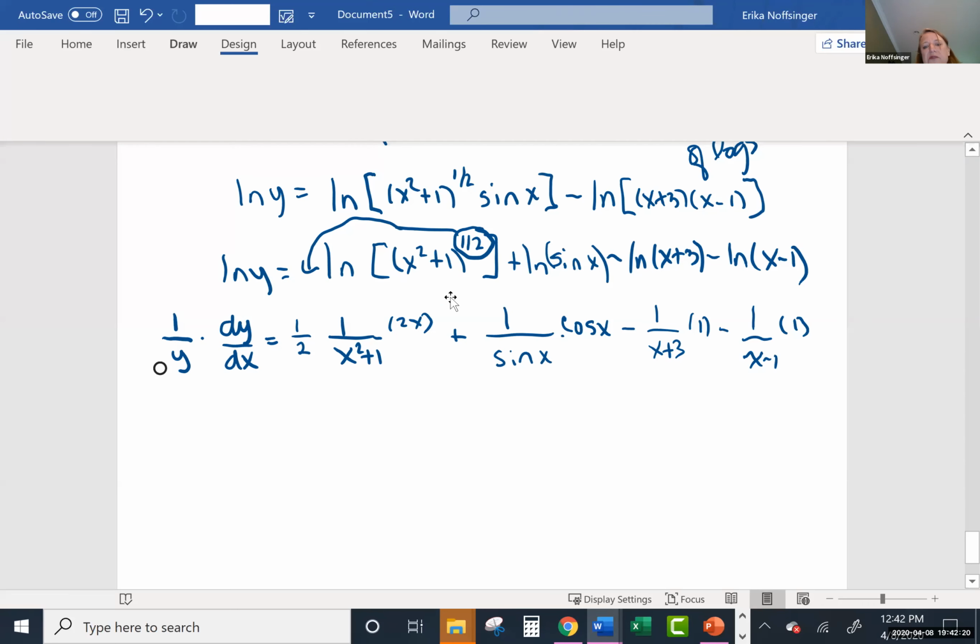So we're almost there. We're going to multiply both sides by y, and then we have dy dx by itself. And then we can also clean it up a little bit. I noticed this 2 cancels for the first grouping on the right-hand side. I also noticed cosine over sine I could rewrite as cotangent if I want. Just for time's sake, I'm not going to multiply by that y and simplify it, if that's okay.